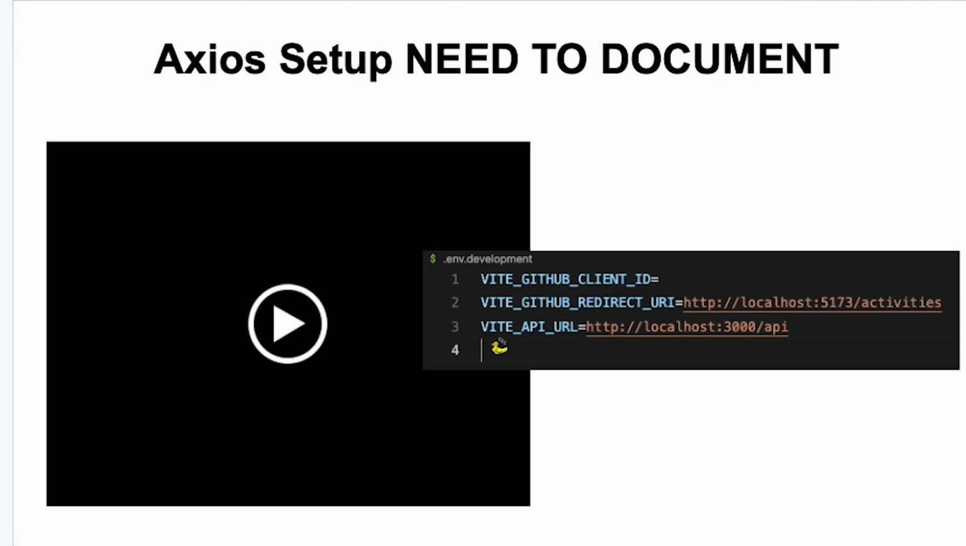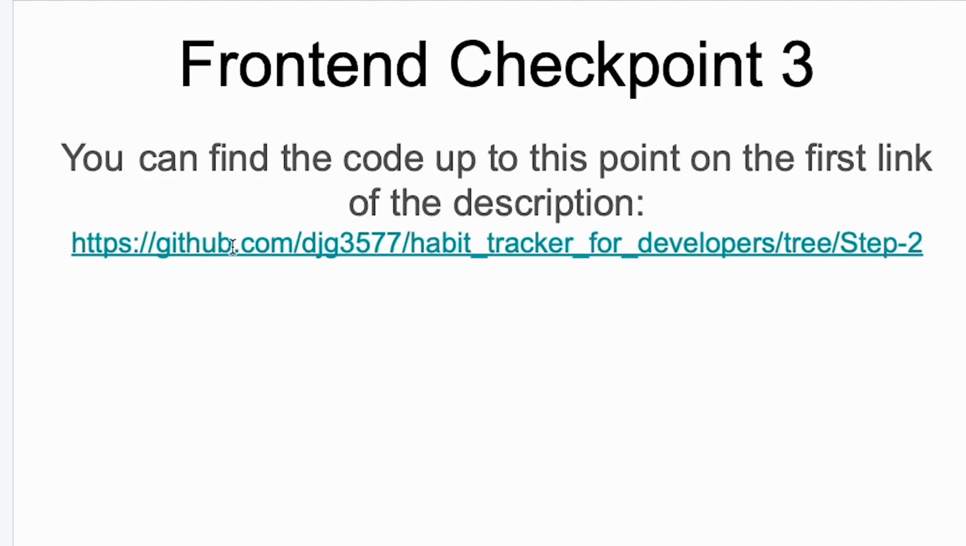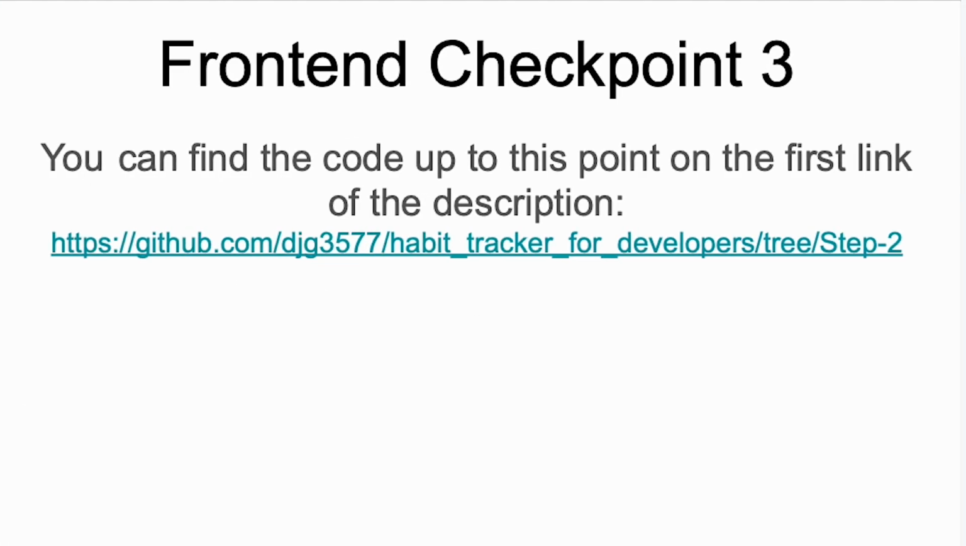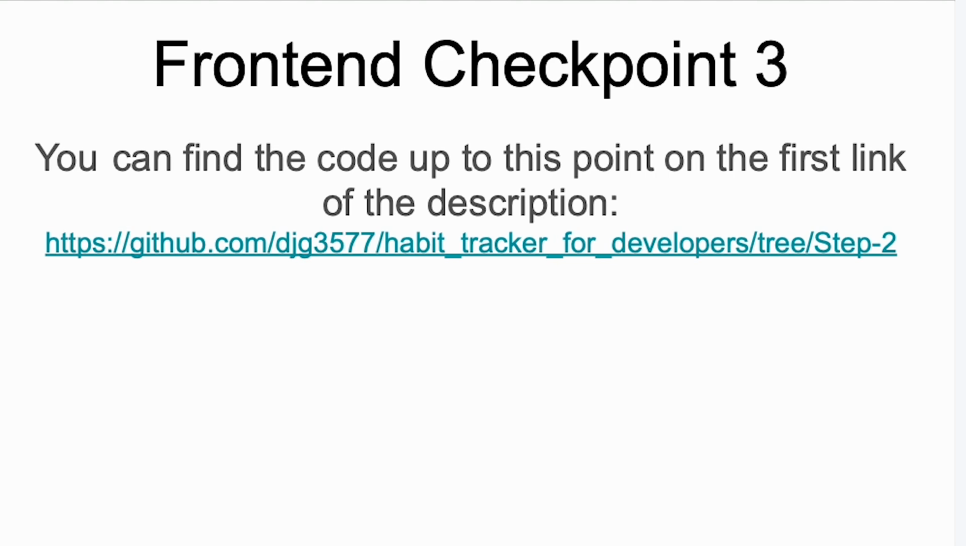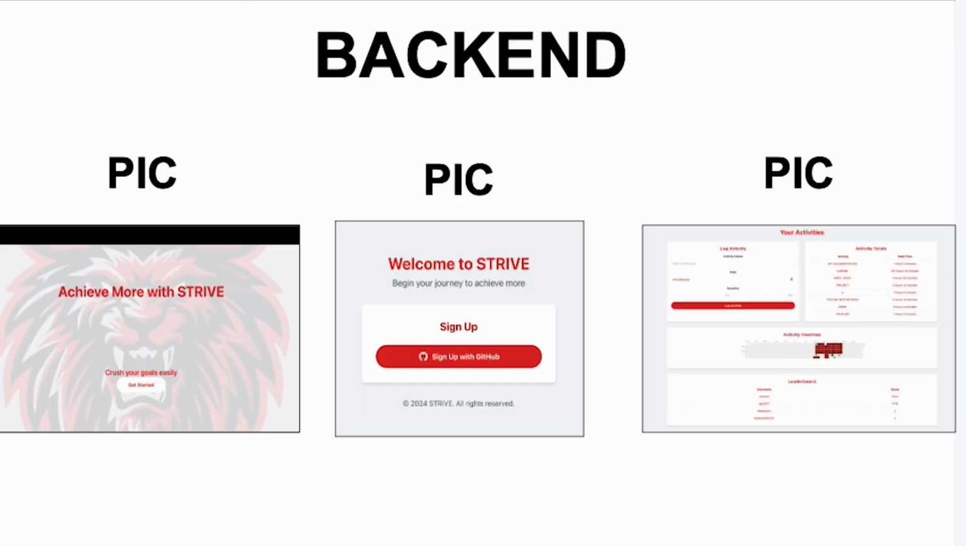You have now completed all state and components. I'm going to be moving on to the backend. If you are lost or something happened, your dog ate your code, you can find the code up to this point on the first link of the description in that document here, or going just to this link, GitHub DJ3577 habit tracker for developers /trace-tap step 2.